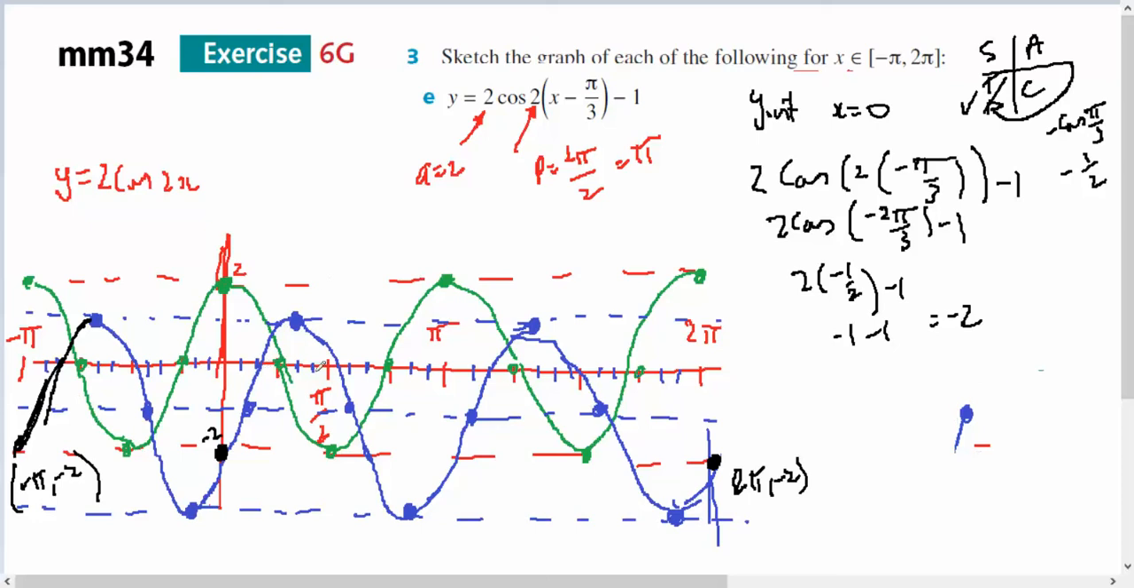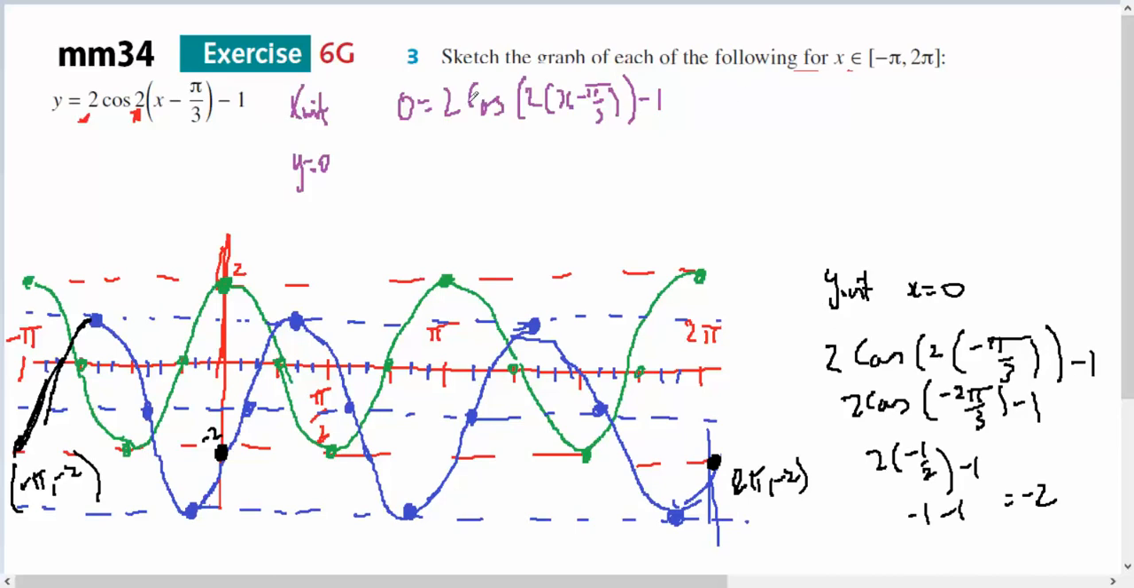Now I'd like to confirm what these x-intercepts are. So I need to calculate the x-intercept. So y equals 0. To find the x-intercept, move the 1 over and divide by 2. A half equals the cos of 2 bracket x minus pi on 3. Where is cosine equal to a half in the first quadrant? Therefore theta equals pi on 3.